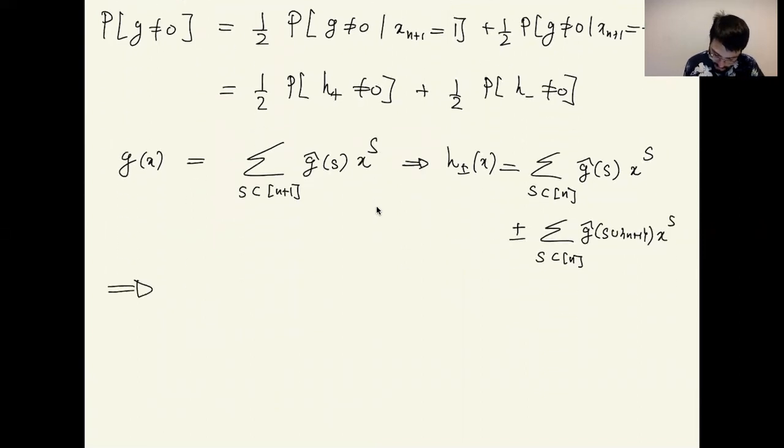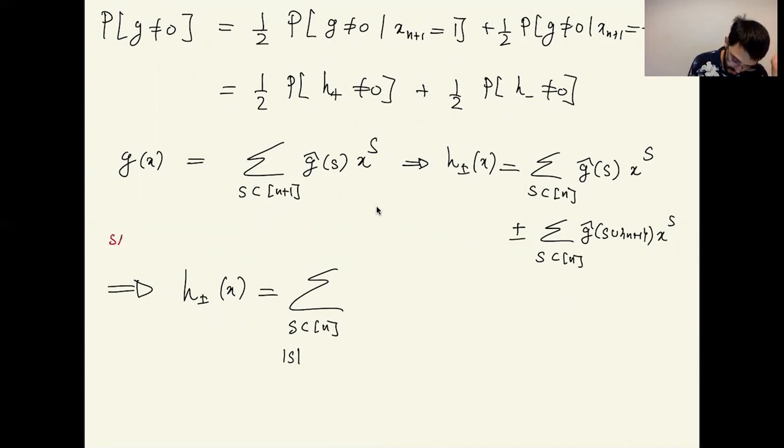So that would imply h plus or minus of x. Let me split this. I could take subsets of n of, say, some size. Well, you have to remember the degree of g. So say D is the degree of g. So S could have size less than or equal to D minus 1. And if that is the case, then I join these two terms.